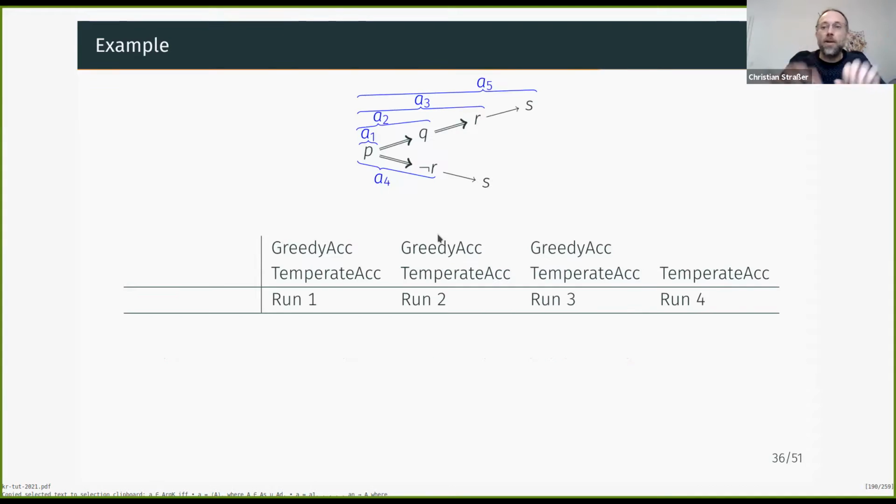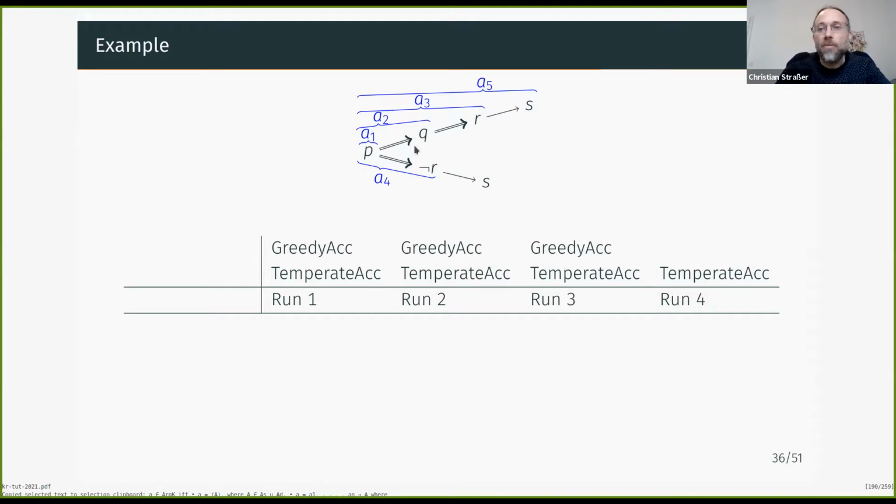Let's look at how they apply to this very simple example here. So here you have 3 different runs of the algorithm. The first 3 runs will be both greedy and temperate, and the 4th is just temperate accumulation. It will not be a run in greedy. So let's see what we do. So in the first step, we have to check.